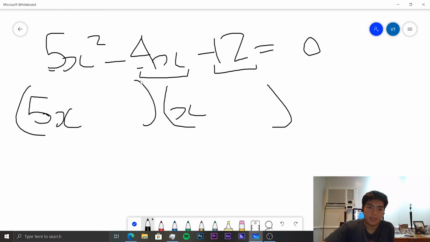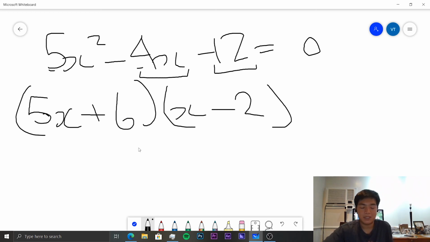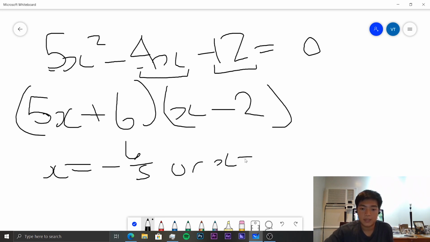So, how would we do this? We would do x minus 2 and 5x plus 6. So, just to check, 6 times minus 2 is negative 12. 6 times x is 6x. 5x times negative 2 is negative 10x. Negative 10 plus 6 is negative 4. So in this case, x would be equal to negative 6 over 5, or x would be equal to 2.